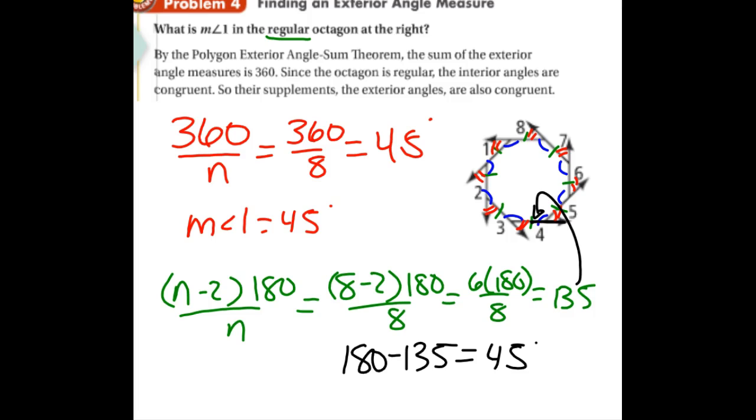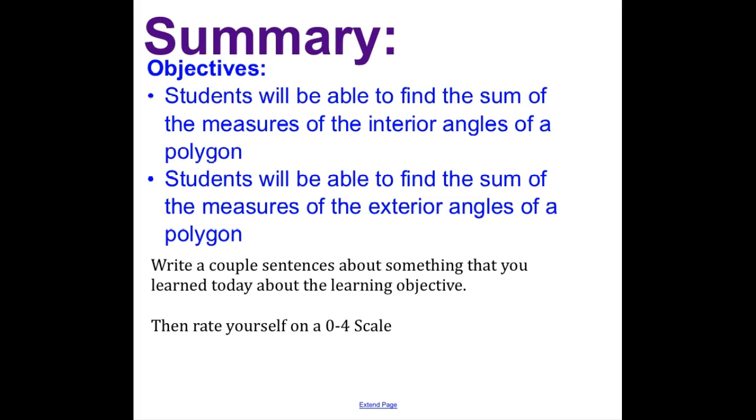Now, both of these things only work, this dividing by n, if we have a regular polygon, which means all the sides and all the angles are the same. And this was lesson 6.1. Our goals: to find the sum of the interior angle measures of a polygon and to find the sum of the measures of the exterior angles of a polygon. This was lesson 6.1, geometry.